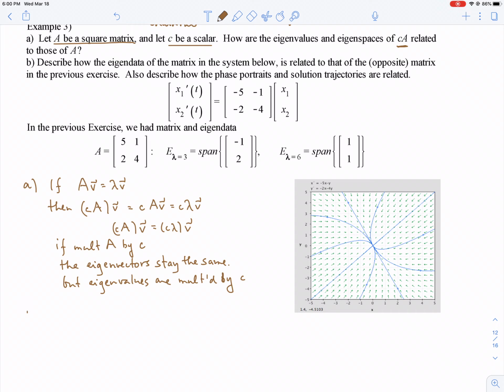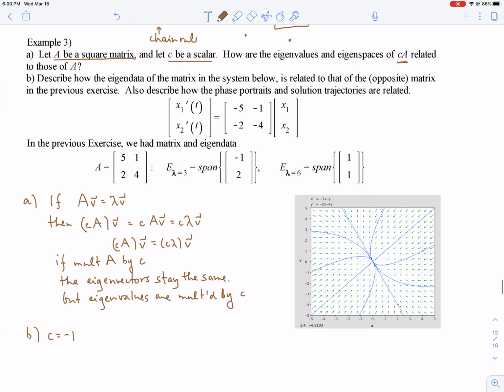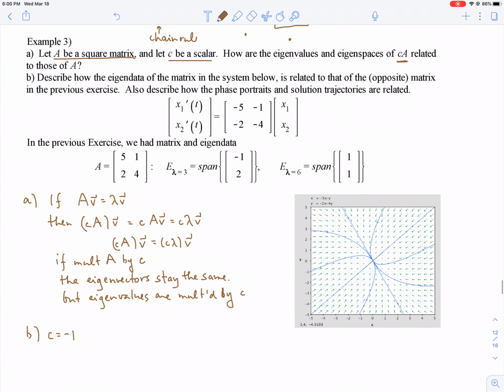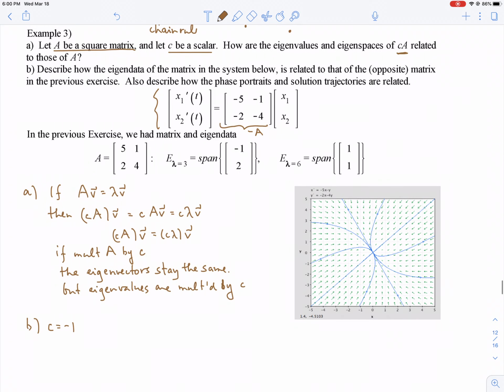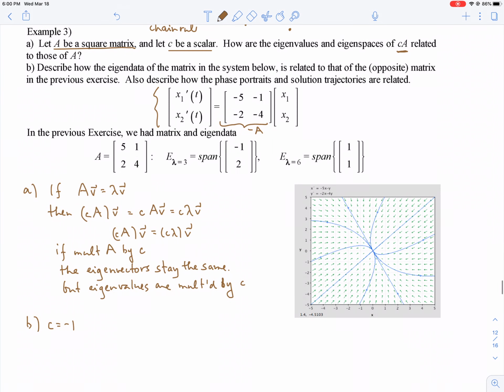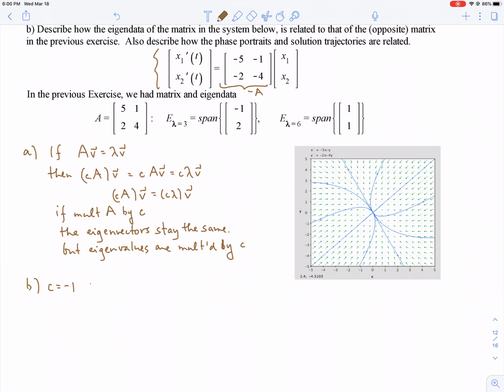So in part B, we're going to do the special case where C is -1. So let's consider this system in part B, and the matrix in that system is the opposite of the matrix in the system we just analyzed. So this is -A, where A was the matrix from the previous exercise.